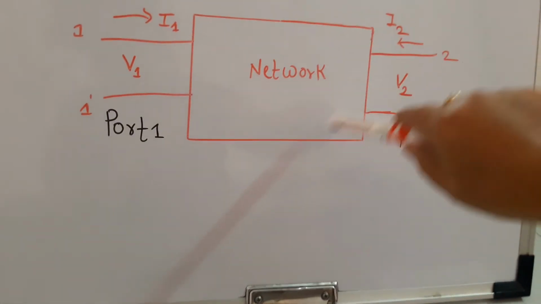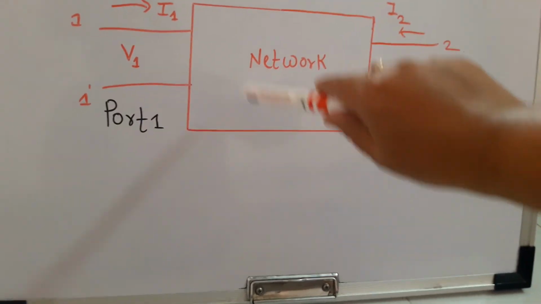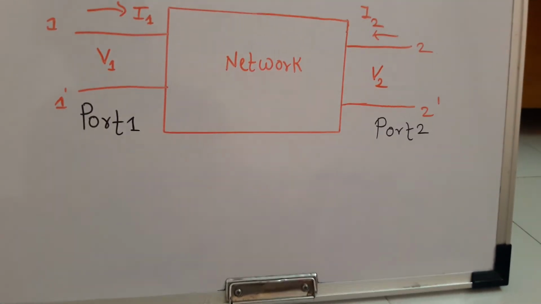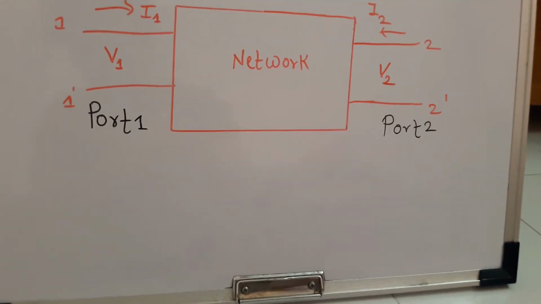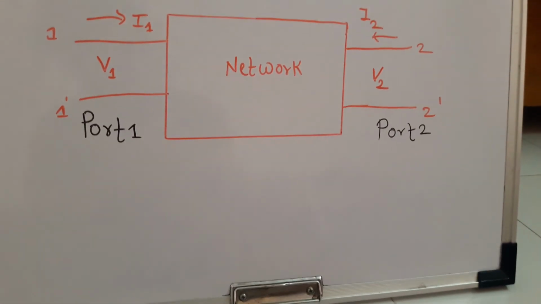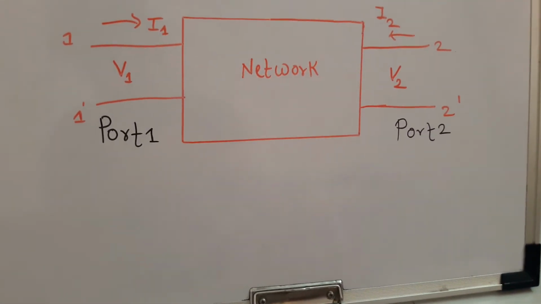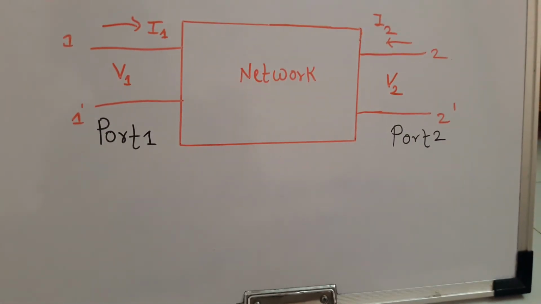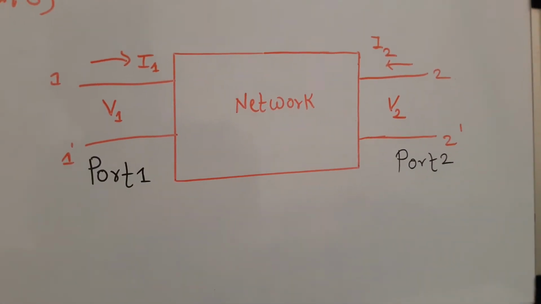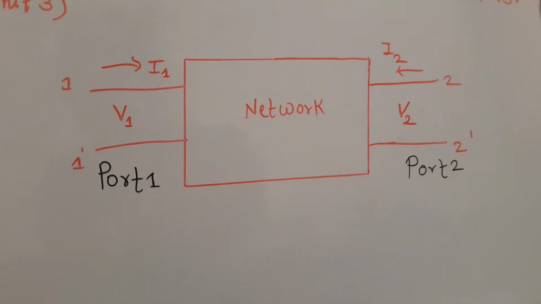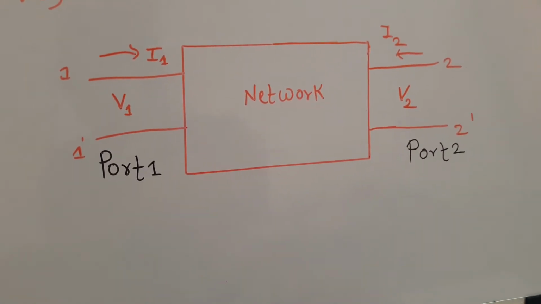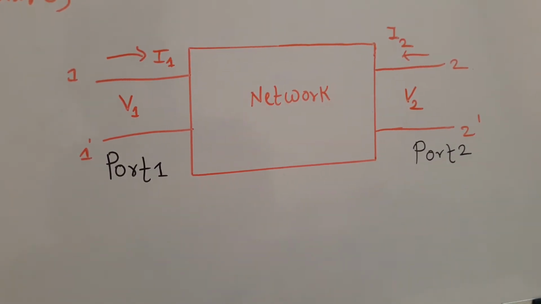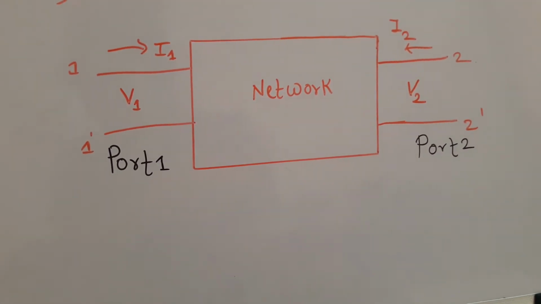Now the network may be present inside this box, and the network has two pairs of accessible terminals. Usually one of the pairs represents input and the other pair represents output. Such networks are common in electronic systems, communication systems, transmission systems, and distribution systems.